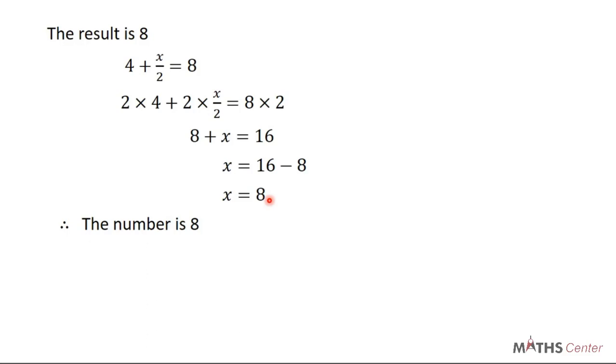Now after you find this, try and see if it satisfies the question. The question says that 4 is added to half of a number. We have now found the number to be 8. So half of 8 will give us 4. When you add 4 to 4, what do you get? 8. Remember the question said when 4 is added to half of the number, the result is 8. So you see that when you test it, truly the number is 8.